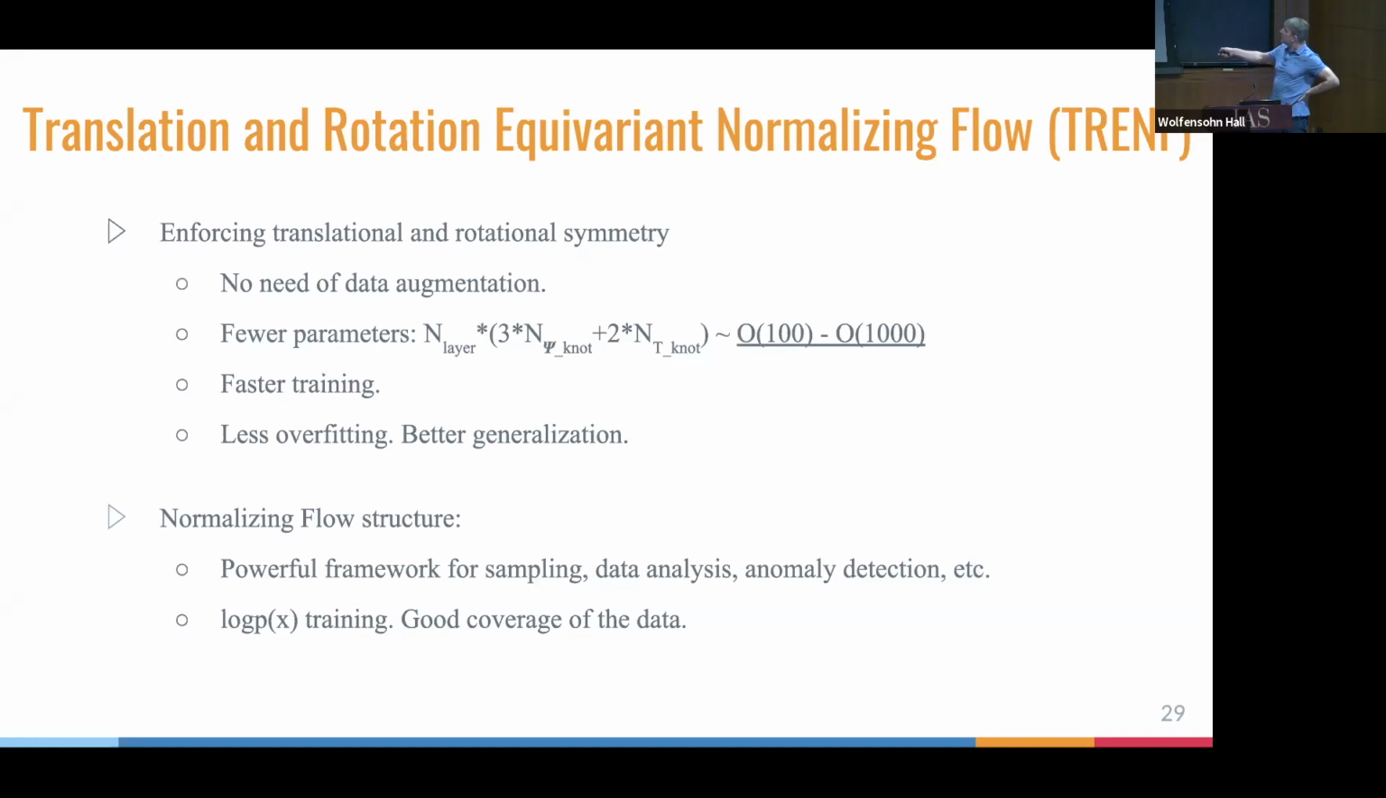Training is very fast, and the consequence of this is that we have less overfitting and better generalization. We don't actually need that many simulations. For each cosmology, you just need one or a few simulations. So that's a good thing. And then the other thing is, as I said, it has a normalizing flow structure, and we're training on this log P, which is a standard training.